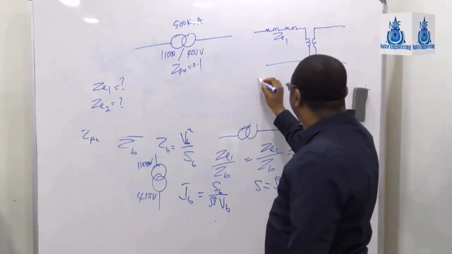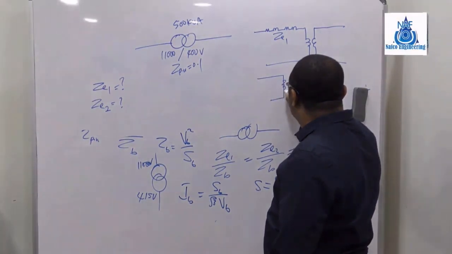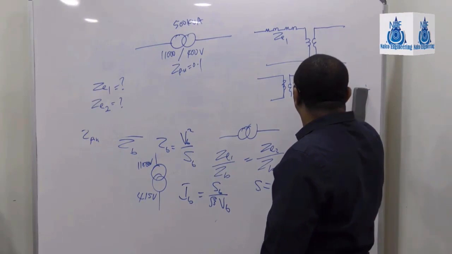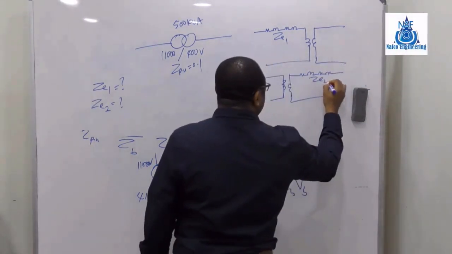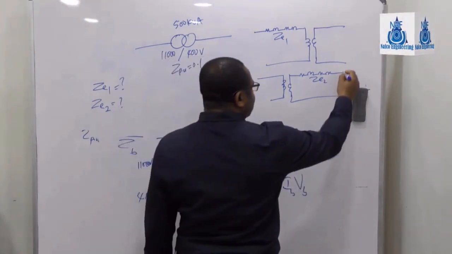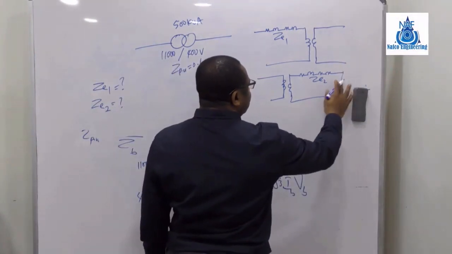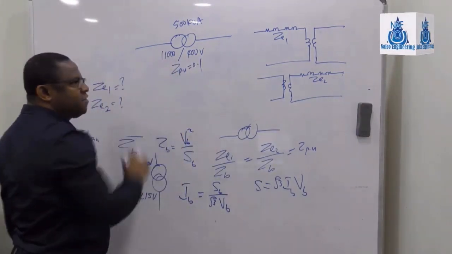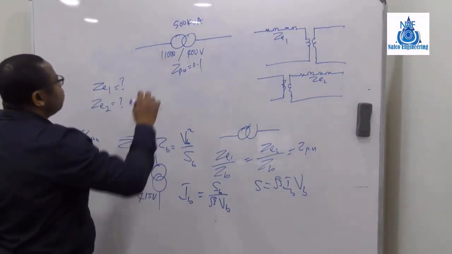Or if I refer that to the secondary, so I have Z equivalent 2. So if I short that, remember? So this is Z equivalent 2. So they just want us to calculate that from this transformer. Let's see how we get it.